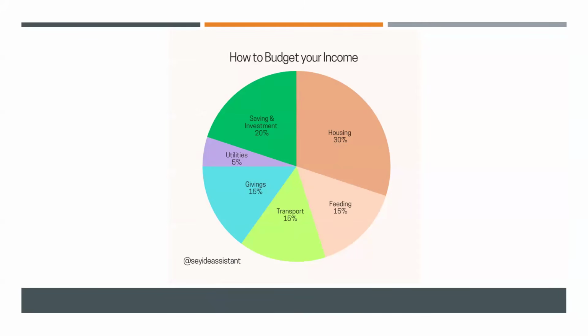Again, it's not compulsory. For some people, your housing will not be 30%. Your housing may be 0% because you are living with your parents, or you are married and your husband is the one paying the rent, or you are living in a property that you built yourself. So you are not really paying rent. For someone like that, the 30% for housing can be transferred into another bucket. You can transfer that to your savings and investment bucket, such that you can now have 50% savings and investment.